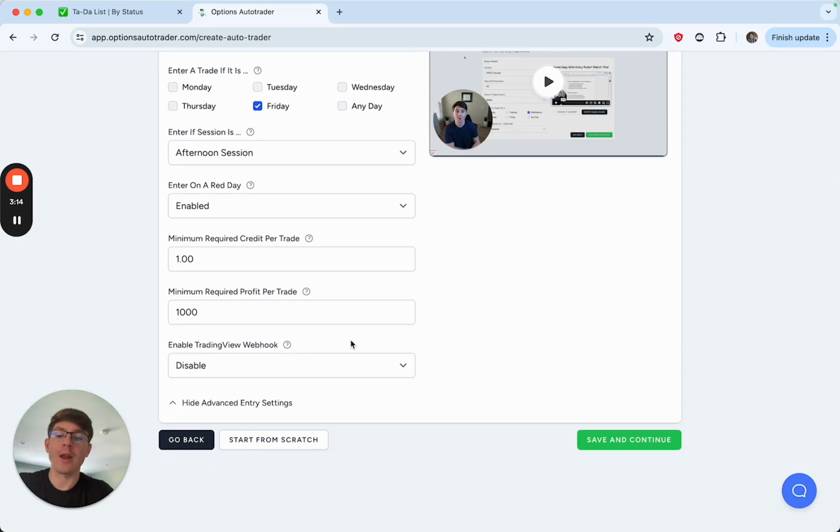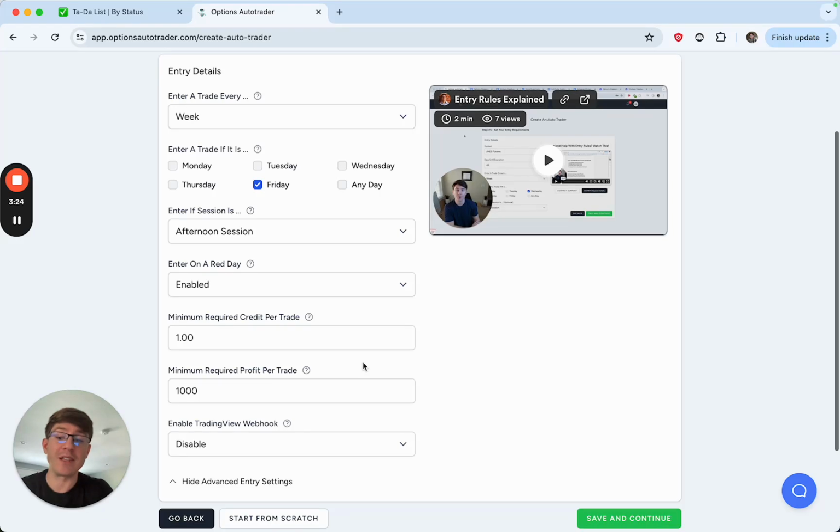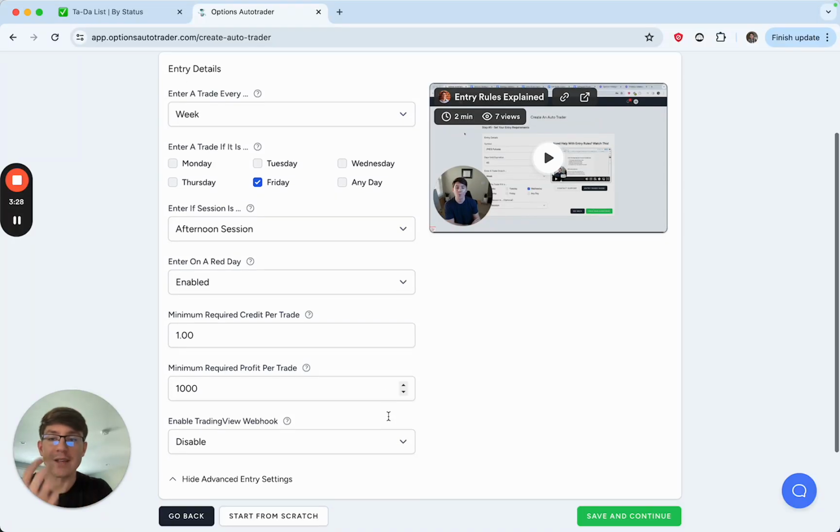Next is enable TradingView webhook. Again, if you want to be able to use advanced entry and exit settings, you want to be able to use TradingView webhooks, you can enable this here. Again, I'll have a specific video that goes in depth on enabling TradingView webhooks, but for the sake of this video, this is all the major entry settings.